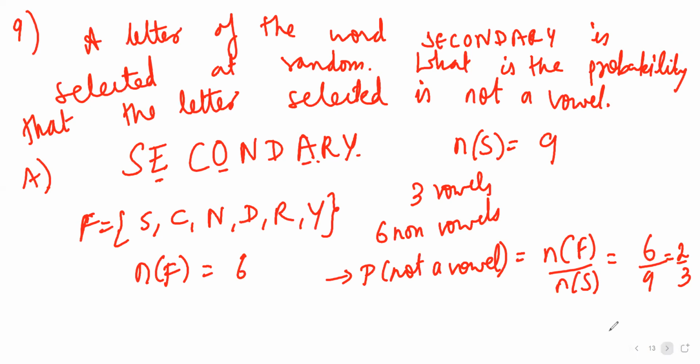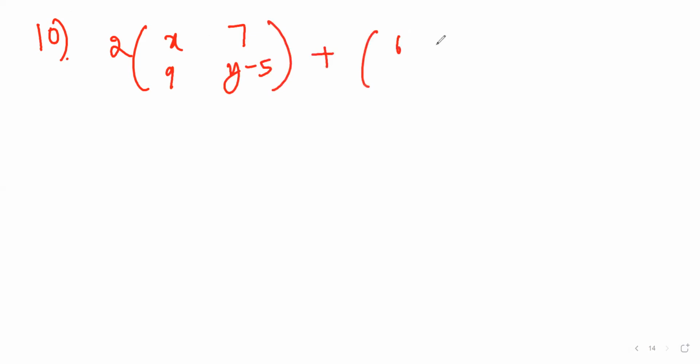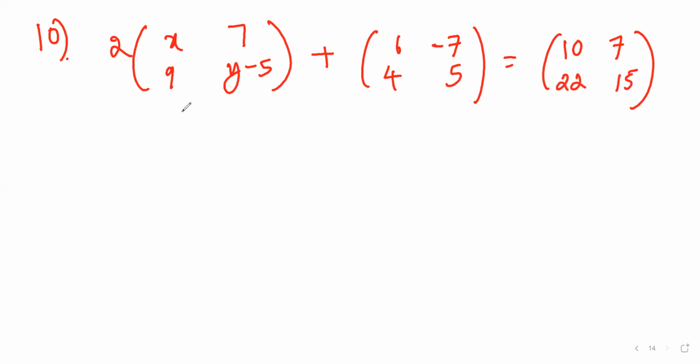We'll probably just do one quickly from matrices for the session and close. 2 into the matrix [x, 7; 9, y minus 5], plus [6, minus 7; 4, 5], is equal to [10, 7; 22, 15]. So with matrices, you have to find x and y. When we multiply, we get 2x, 14, 18, 2y minus 10.